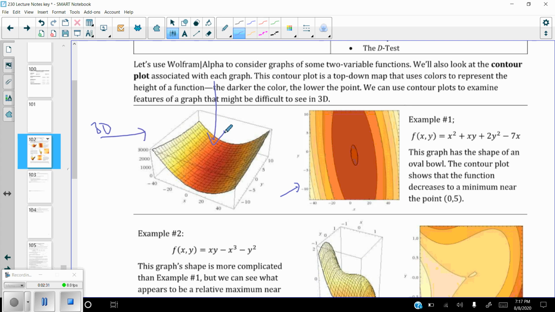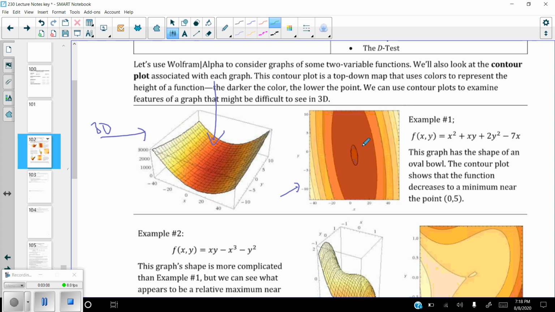The graph has the shape of an oval bowl. It's hard to see it from the one in 3D, but it's a little bit easier to see the one here that's the contour map. You can almost see the oval shape of it. And if you can imagine this centerpiece right here as the darkest part of the map, it's the deepest part of the bowl. And then the lighter it goes towards the outside, the higher it becomes. So it's more like going up towards the side of the bowl.